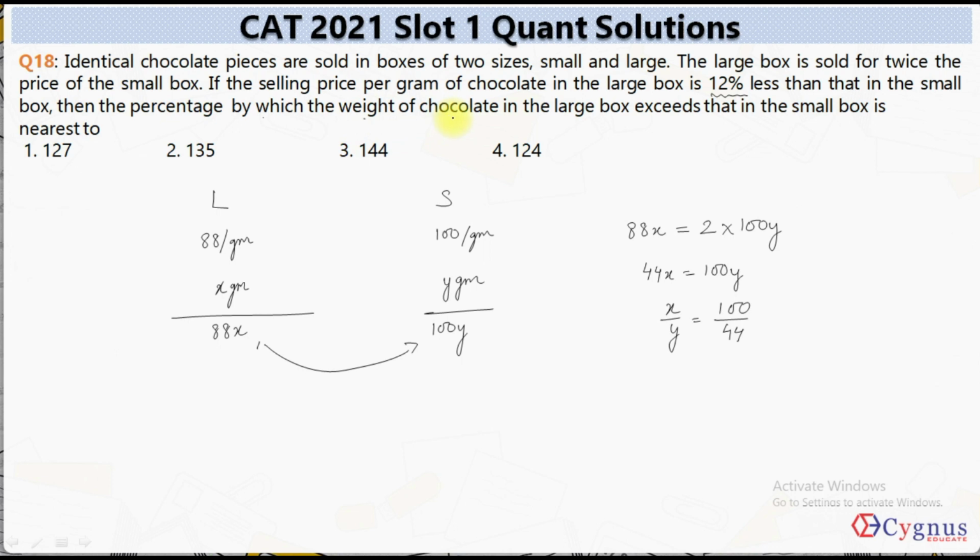And what's the question? Then the percentage by which the weight of the chocolate in large box exceeds that in the small box. So in other words, he is asking that 100 is how much percentage more than 44. I'll say 100 minus 44 by 44 into 100. This comes out to be 56 by 44 into 100. Now 56 by 44 into 100, this percentage comes out to be how much? 127. So my answer becomes first option.